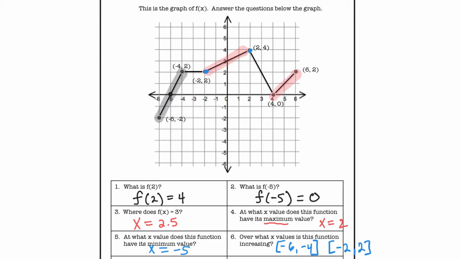And then the next interval starts at 4, and it ends at 6. Now I want you to notice that these are points here, so that means to include the endpoints as your starting value. And so that's why we have brackets.